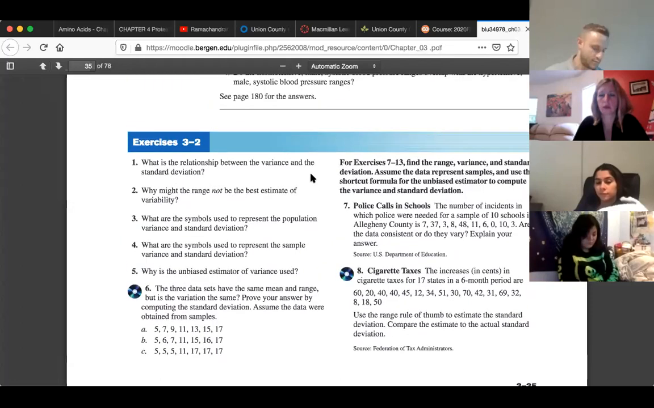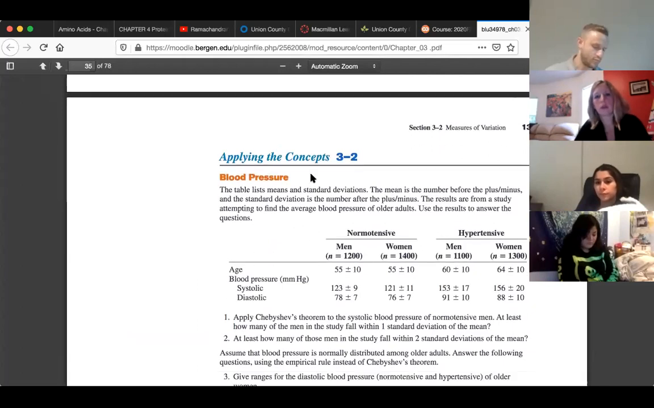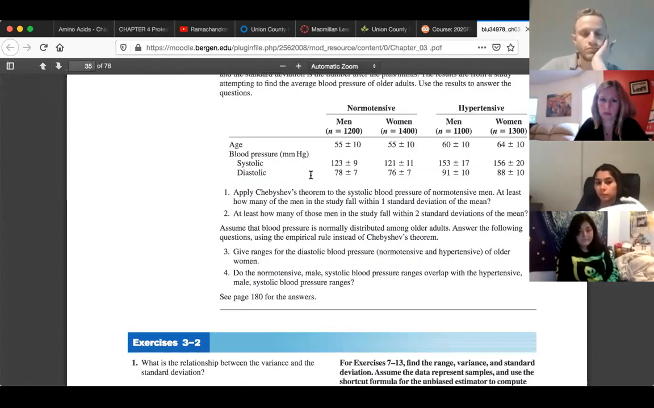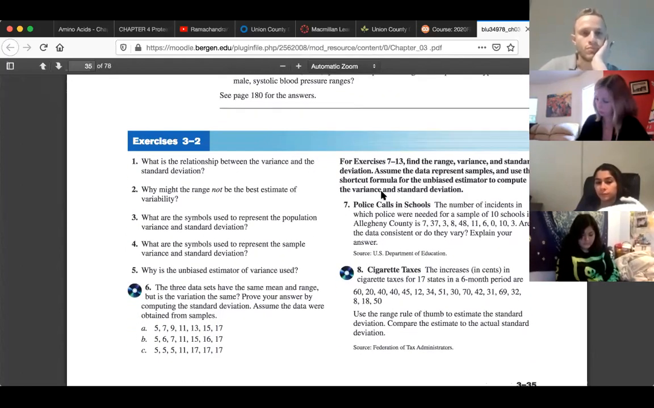Okay, everybody should be able to see my PDF now. Can everybody see what we have on screen that says applying the concepts? Yes. Okay, thank you. You're not going to do applying the concepts, but that's what it's showing right now. And exercise set 3-2, what you guys are going to be working on is where it says in exercises 7 through 13, find the range, variance, and standard deviation. And I don't have the circle in there in red, so I'm just going to dialogue you through it instead.